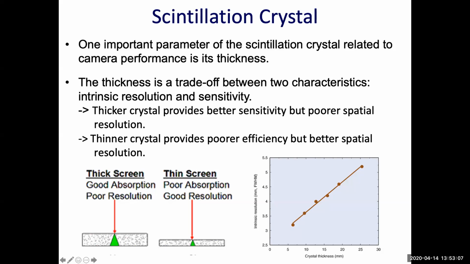Okay, and we can see from this plot here, this is the crystal thickness and this is the intrinsic resolution, full width at half maximum. By increasing the crystal thickness, the full width at half maximum increases. Increasing the full width at half maximum means a wider profile, meaning poorer resolution.